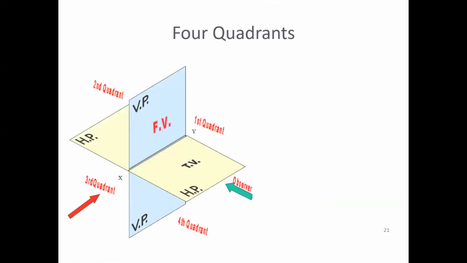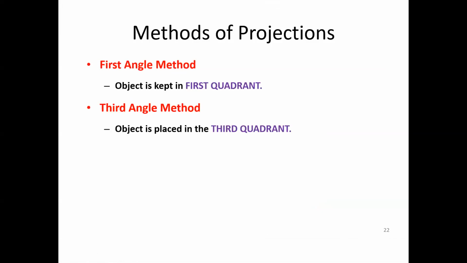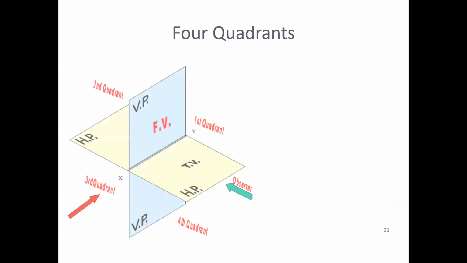I'll show you directly in the first quadrant. There are basically 2 quadrants, or two methods, we are going to use.